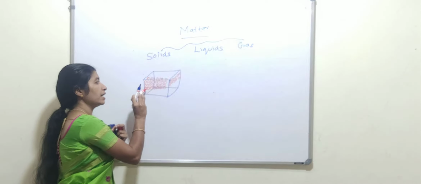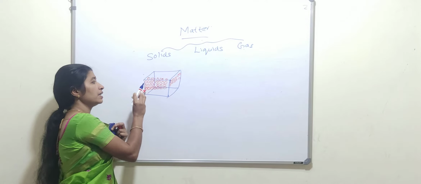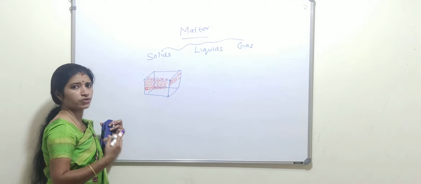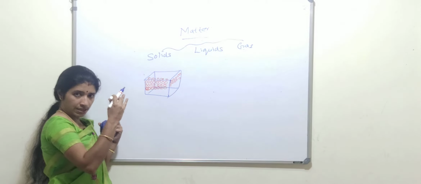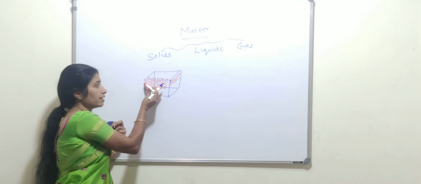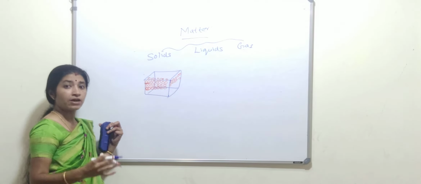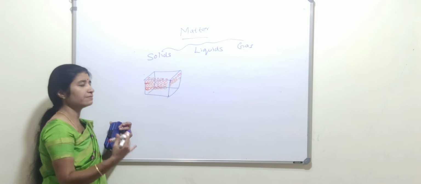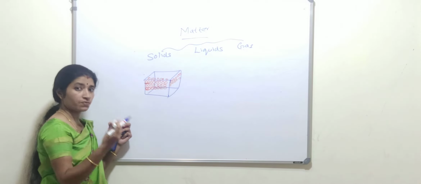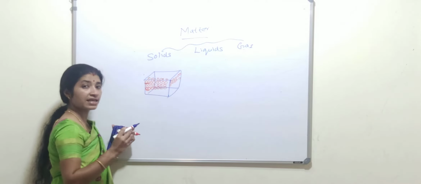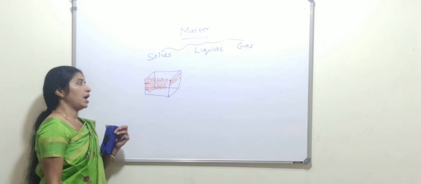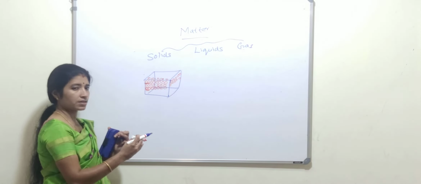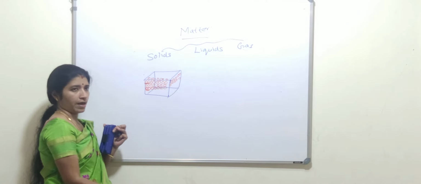Since, as I said earlier, this space is very small, they have a strong force of attraction between them. Since the space is less, the force of attraction between these molecules is very, very large. They have strong bonding with each other. And because solids are closely packed, they cannot move anywhere freely.